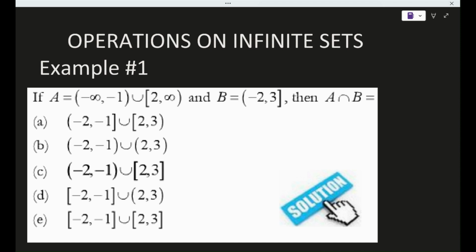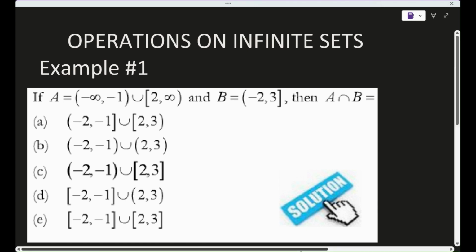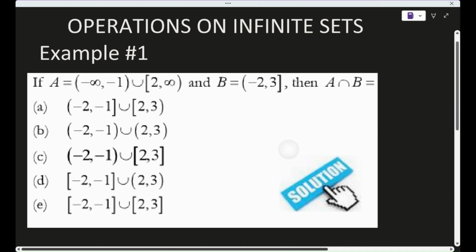So, how do we perform union? How do we perform intersections when we are dealing with intervals? In our previous video, we've seen how to do this when we have sets that are finite. So, we'll just consider two examples.